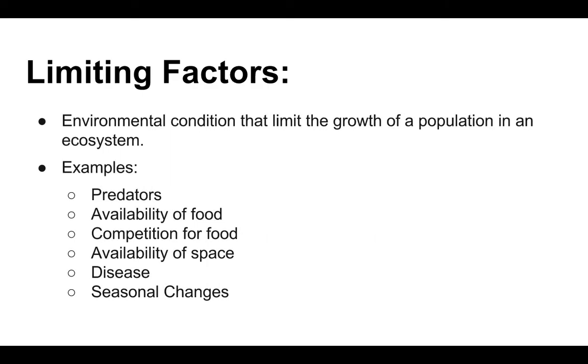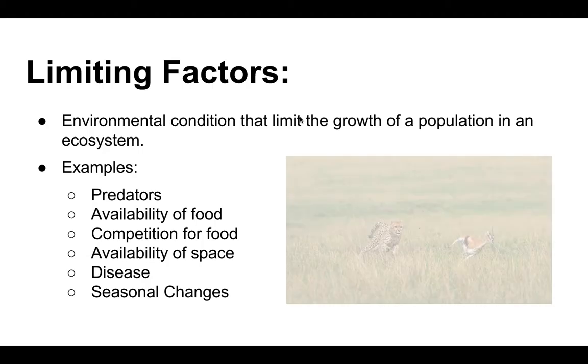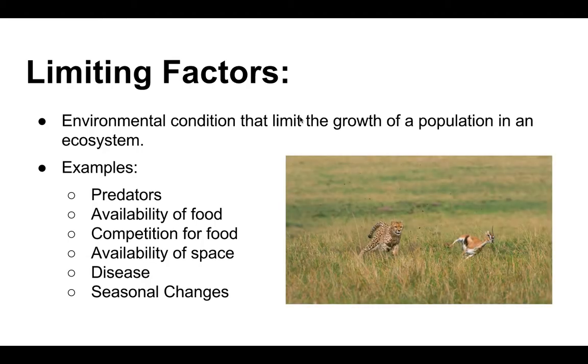A limiting factor is going to be an environmental condition that limits the growth of a population in an ecosystem. And so that should be limits, by the way. The example that I'm showing here is a cheetah chasing a gazelle. In this case, the gazelle population is going to be kind of kept in check because there are predators. That's going to be an example of a limiting factor.